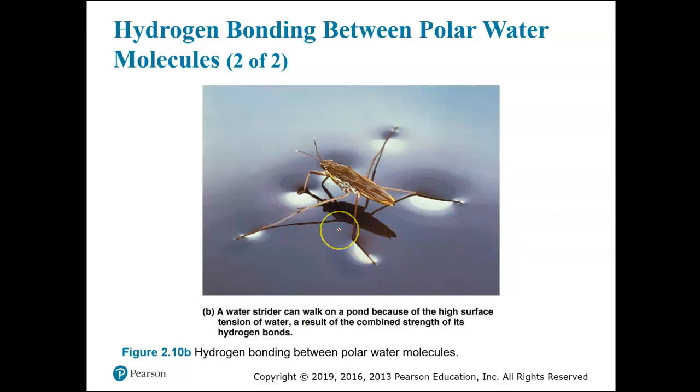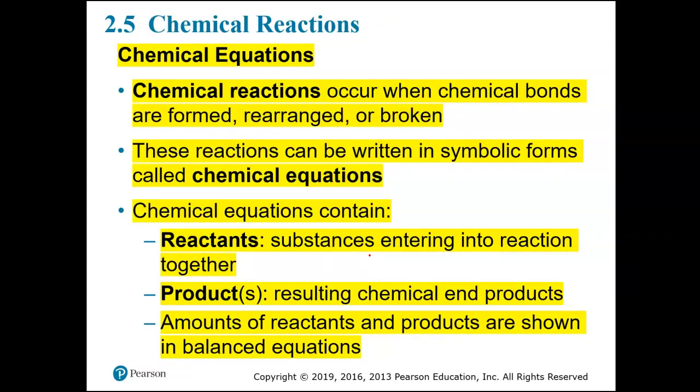Another thing that hydrogen bonding does is give water, such as on the surface of a pond, surface tension. And that allows insects to walk on the surface of the water.